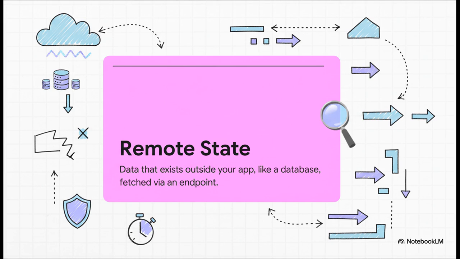This is all the data that doesn't live in your app. It's out there on a server somewhere. You know, user data, a list of products, basically anything you have to fetch over the network from an API. This is usually the trickiest part of our apps. We've got to worry about fetching, caching, loading spinners, error messages, the works.